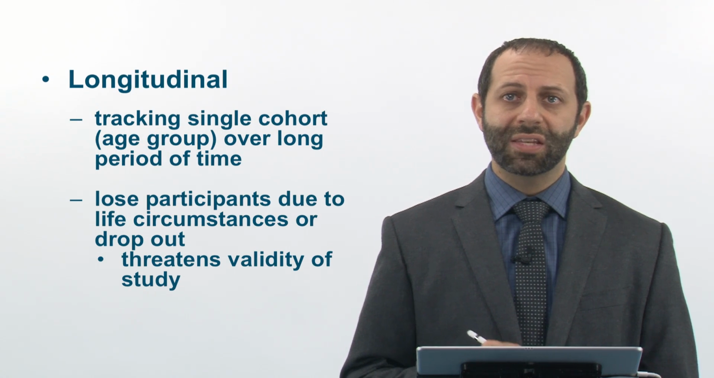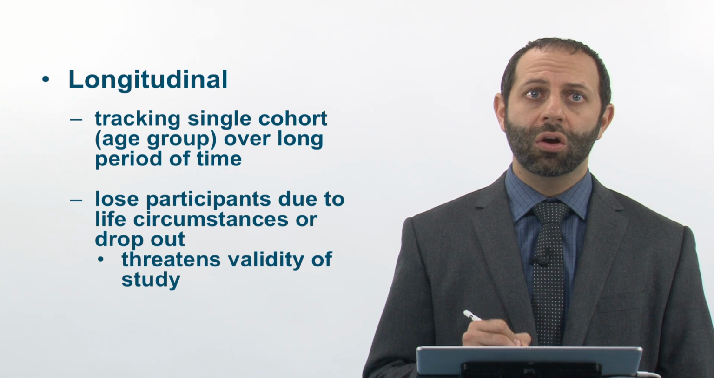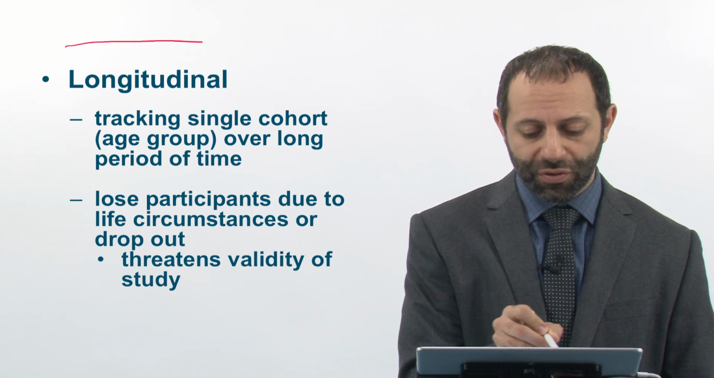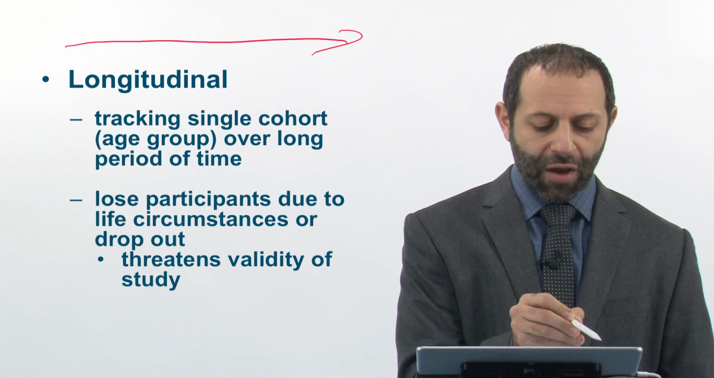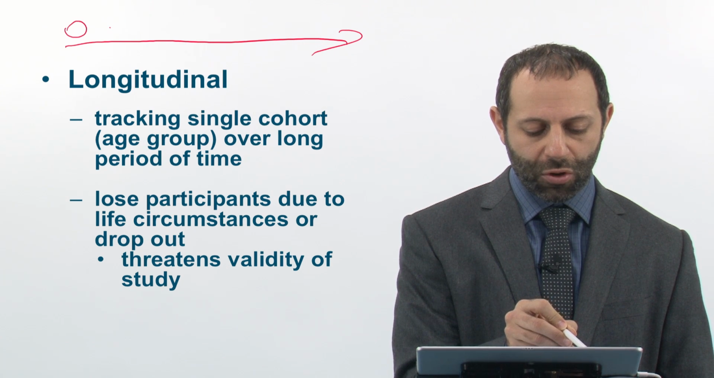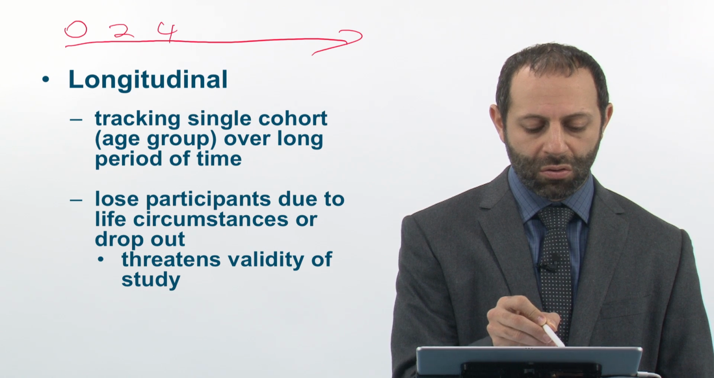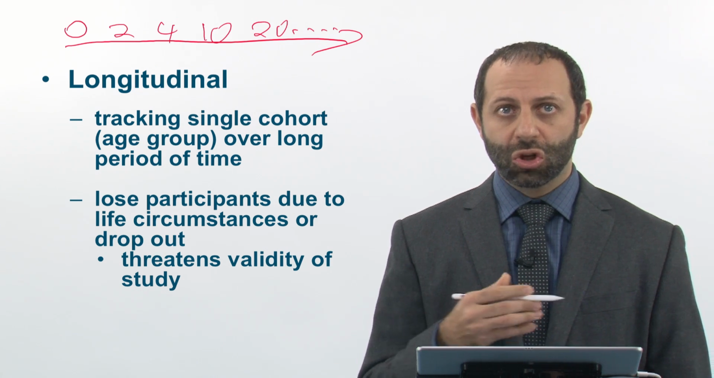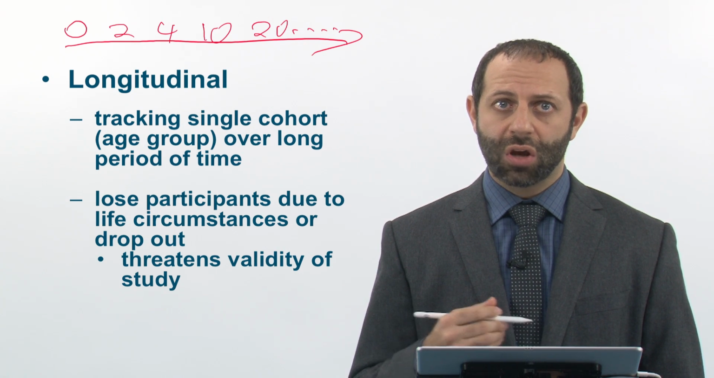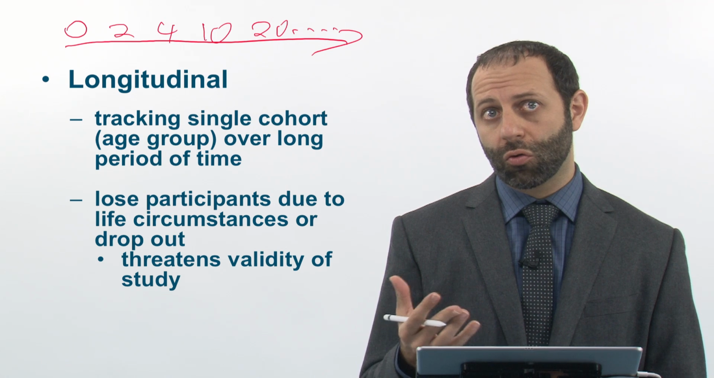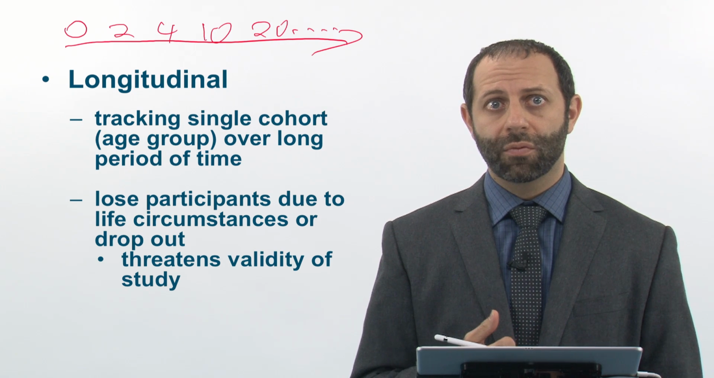Moving on to the second method, referred to as the longitudinal method. And this is a way of tracking people over time. So if I have someone who's born at 0 years old, I might then track them when they're 2 years old, at 4, at 10, at 20, and so on and so forth, and track them over time. I might do this for an individual or maybe even for a group, otherwise known as a cohort.